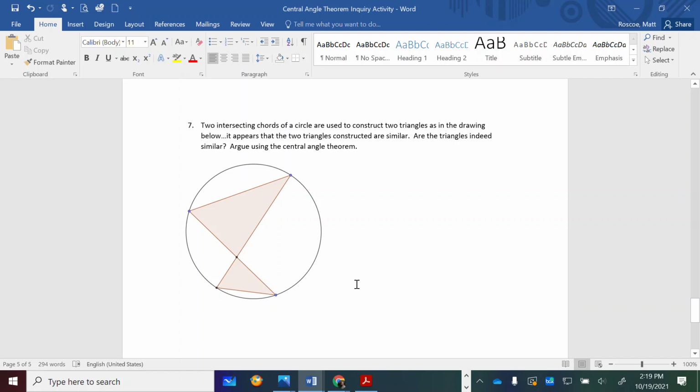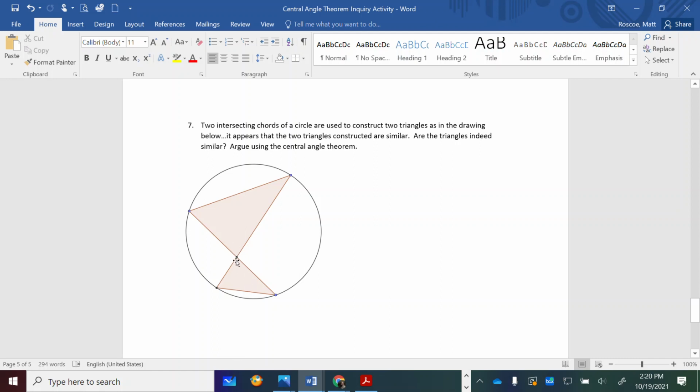I call it the bow tie figure. You have 2 intersecting chords of a circle, one here and one there. They're used to construct 2 triangles, as in the drawing below. So intersecting chords, so those are straight lines. We get 2 triangles like this, right? And it appears, I don't know if you see this, like the two triangles are similar. They're the same shape but different size. And the question is, are the triangles indeed similar? And I'm asking them to argue using the central angle theorem.